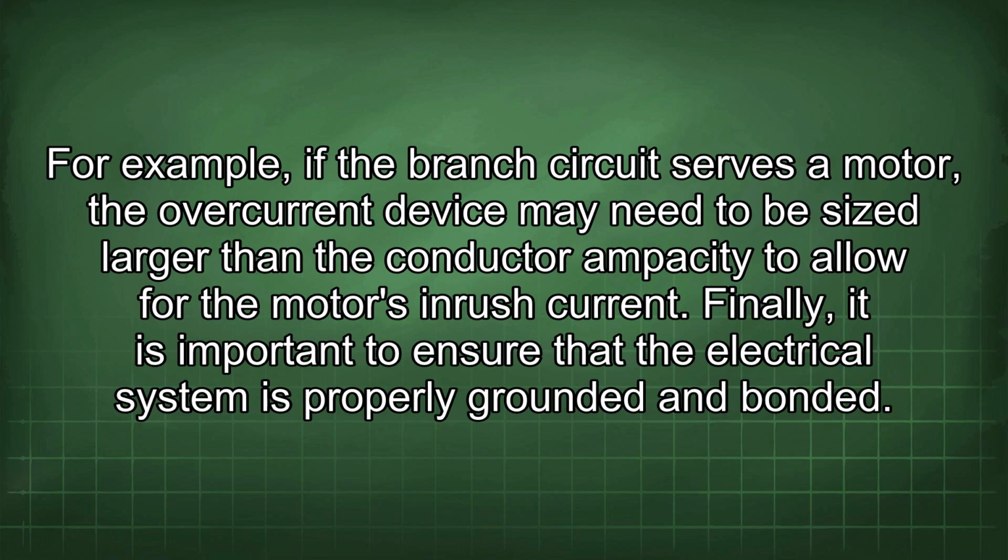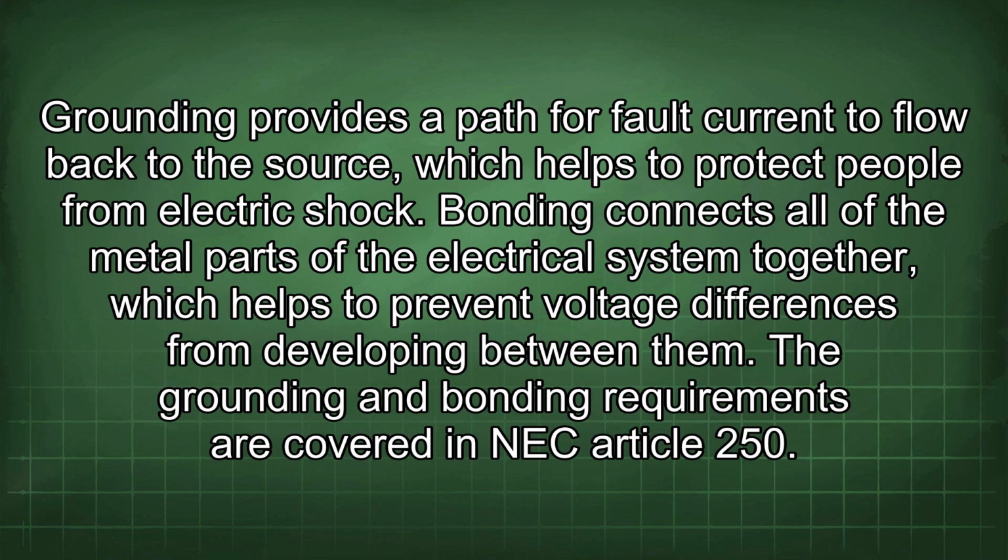Finally, it is important to ensure that the electrical system is properly grounded and bonded. Grounding provides a path for fault current to flow back to the source, which helps to protect people from electric shock. Bonding connects all of the metal parts of the electrical system together, which helps to prevent voltage differences from developing between them. The grounding and bonding requirements are covered in NEC Article 250.